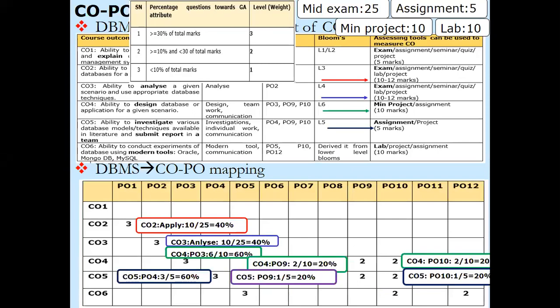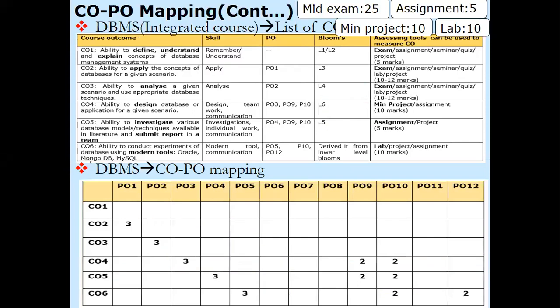Now I'm talking about the integrated course. Yes, it is an integrated course. With respect to this example, I already told that in an integrated course you have 4 components: theory marks 25, mini project 10, lab 10, and assignment 5. Now, with respect to this example, I have not divided the assignment.